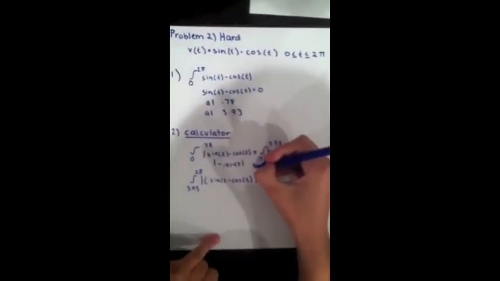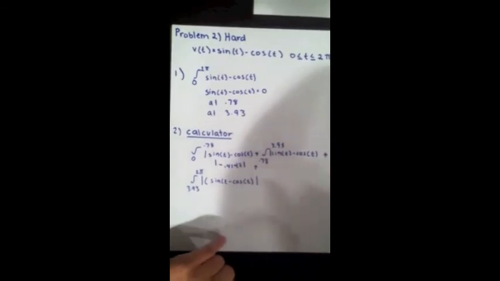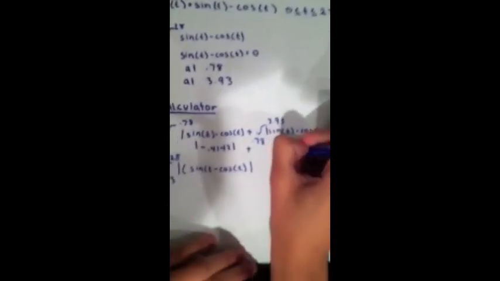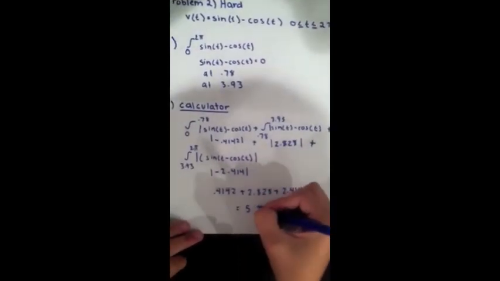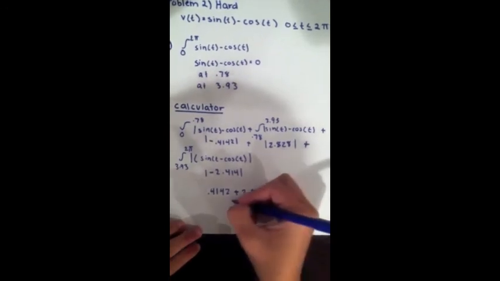And then you add that to the answer you get here, which you use your calculator again and click Math 9 and write the equation sine x minus cosine x, comma x, comma 0.78, comma 3.93, and close the parentheses. And that answer is 2.828. Just end it there. And that equals 5.656.